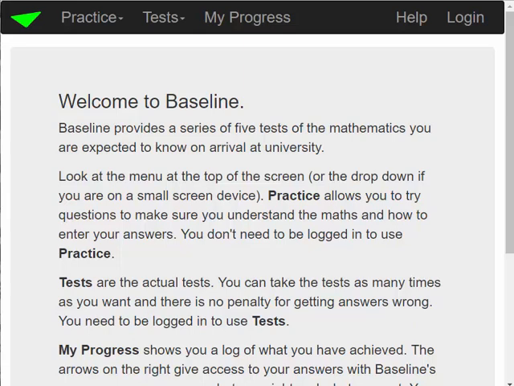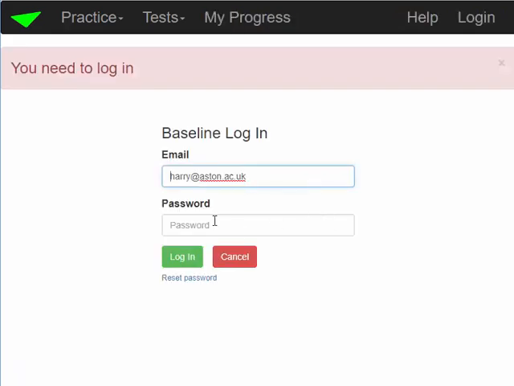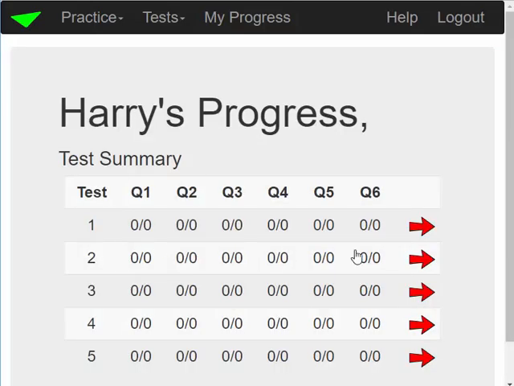To carry out tests in Baseline, you need first to log in. I'm going to log in as a user called Harry who hasn't done any tests yet. So I'm going to start by looking at my progress. So you can see Harry has done no tests, so all of the tests have got zeros in them.